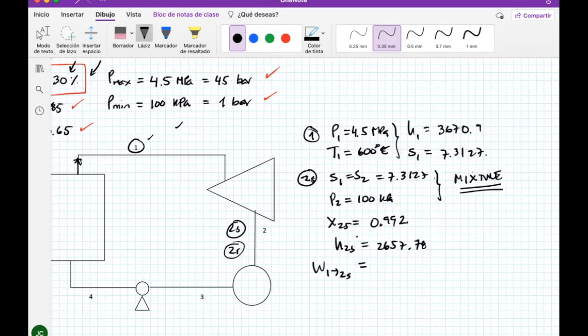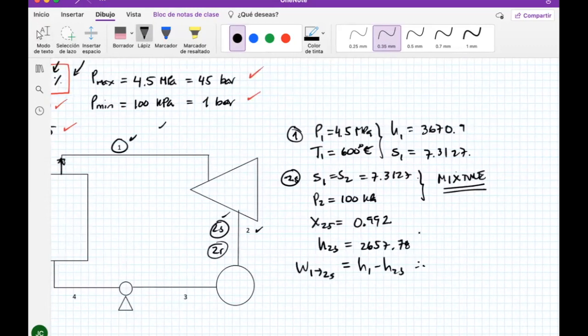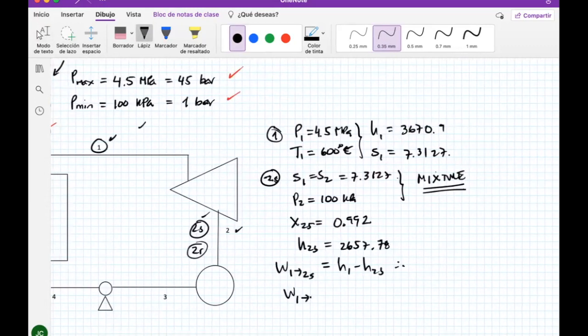Now after that, you can actually get the isentropic work performed by the turbine when it goes from 1 to 2s. So this would be the isentropic work produced by the turbine, which is H1 minus H2s. But remember, we have an efficiency for the turbine. Therefore, the real work is the efficiency of the turbine multiplied by the isentropic work going from 1 to 2s.